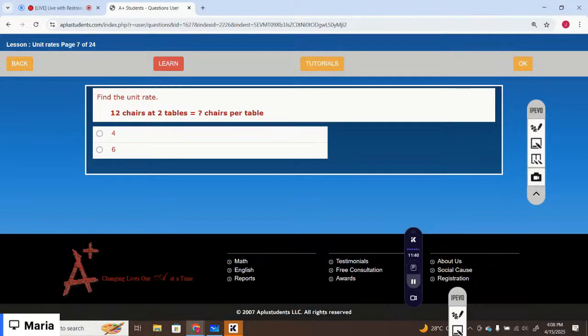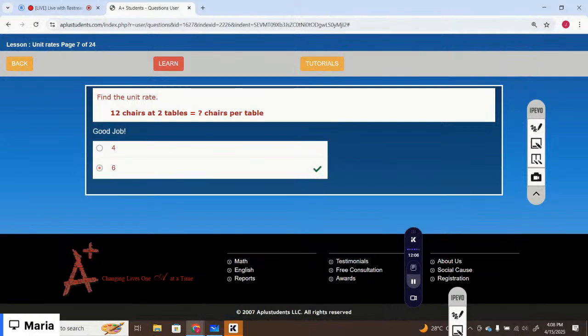Twelve chairs at 2 tables. So which is the correct option? 12 divided by 2 is 6. Option number 2 is the correct option. So 6 chairs per table.